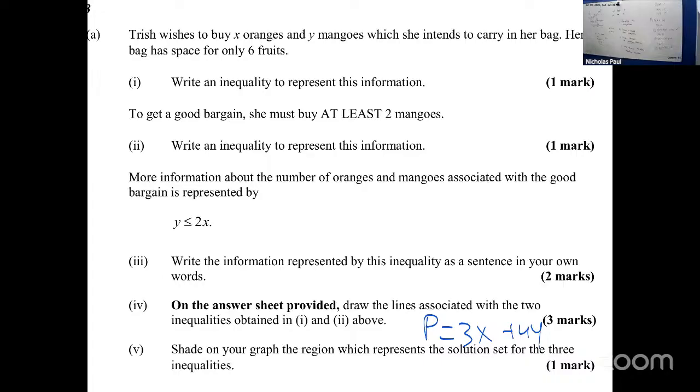Right? Let's check out your inequalities. Let's make sure you got them. Aidan, what's the first one? X is oranges, Y is mangoes, which she intends to carry. She only has space for 6 fruits.